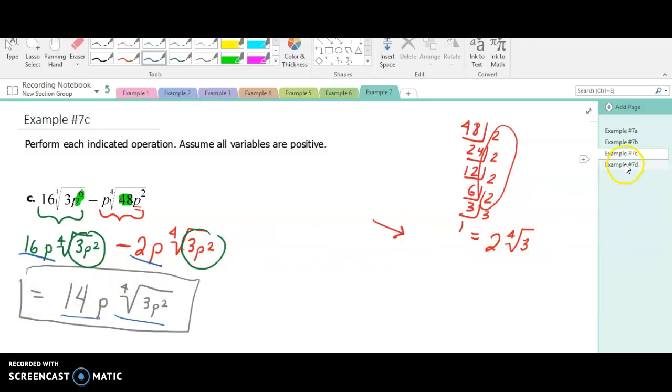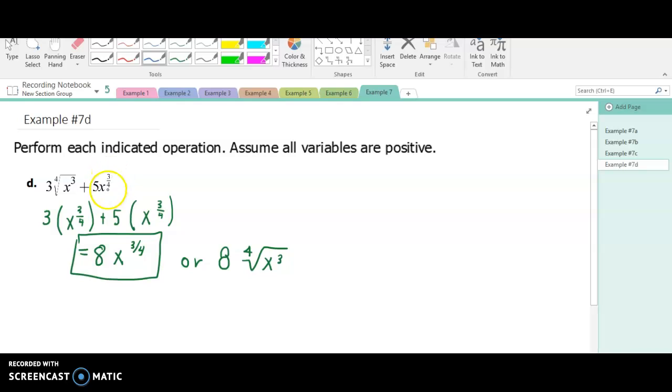Okay, D would be quite a bit simpler. You could change this to radical form or this to exponential form. It doesn't matter. I changed them both to exponential form. And what you get is 3 times x to the 3/4 plus 5 times x to the 3/4. So it works out nicely because x to the 3/4 is the same on both sides. So 3 plus 5 is 8. So you're left with 8x to the 3/4. Or if you want to write it in radical form, 8 times the 4th root of x cubed, that would work as well.